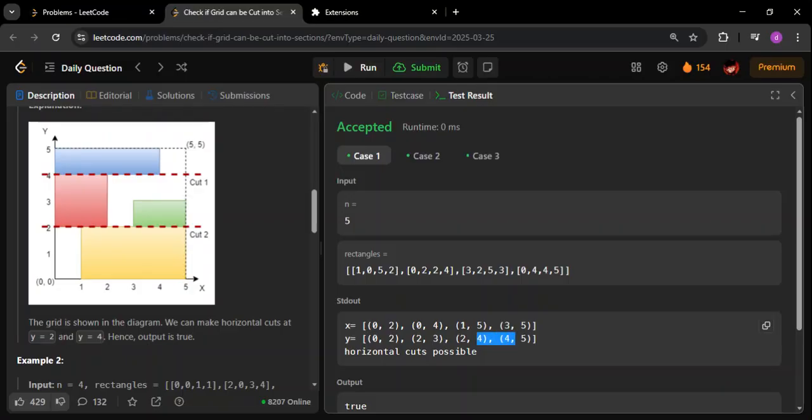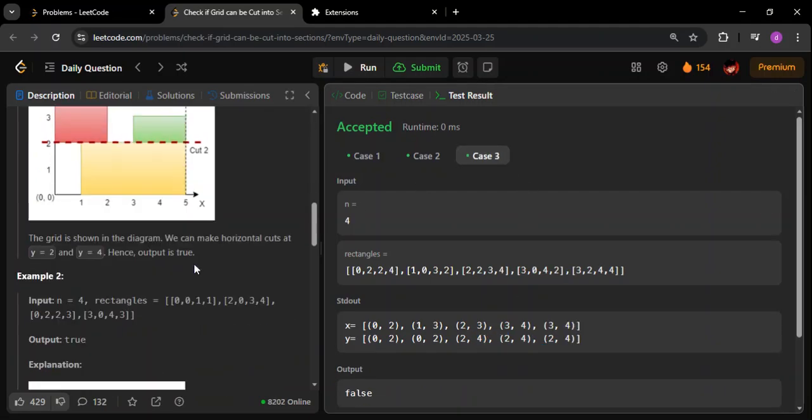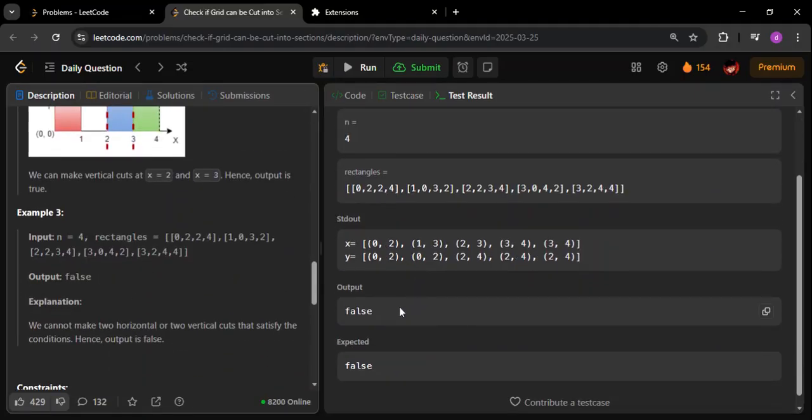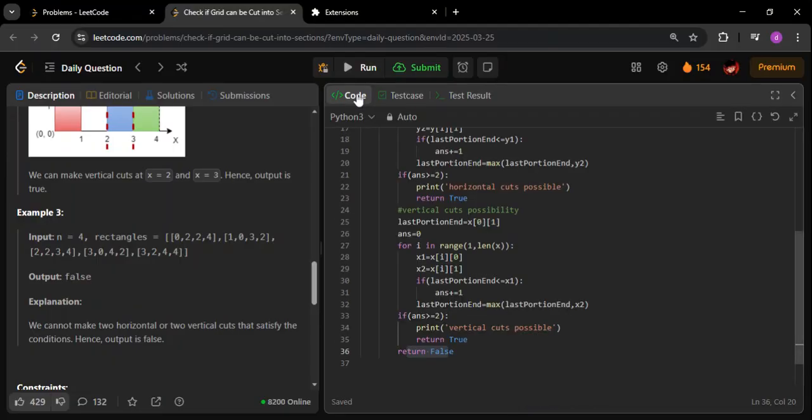At x equal to 2, sorry, not at x, at y equal to 2 and y equal to 4. These two are the basic points where the cut portion will pass. Similarly, if you go for example number 3, here basically the answer is false. That means there is no cut possible, and we are also returning false. So yeah, that was all about this particular code.